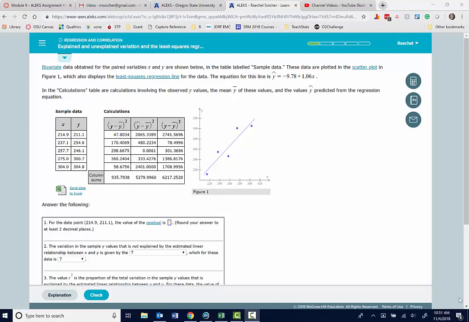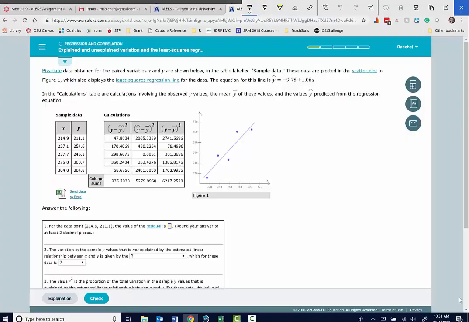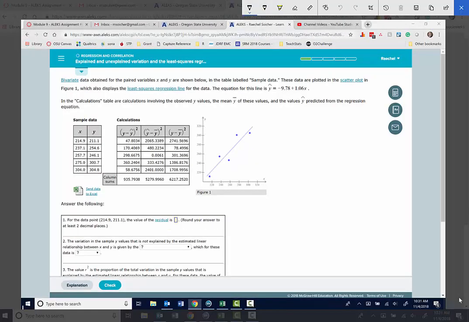This objective is about explained and unexplained variation and the least squares regression line. So there's a lot going on here, so I just want to take a second to break down what's happening. We have a scatter plot of our data. We have an equation for our regression line, or our line of best fit. And over here we have the sample data, x values and y values, that are plotted in the scatter plot. And then we have a series of calculations.